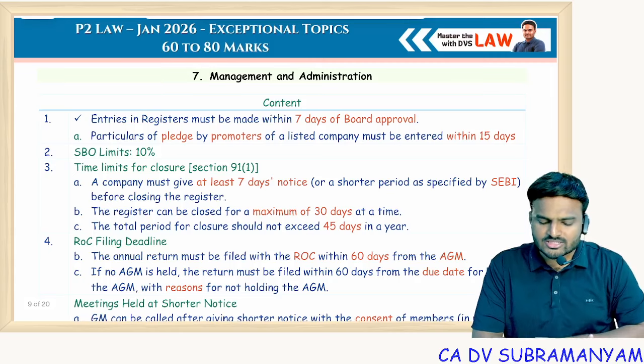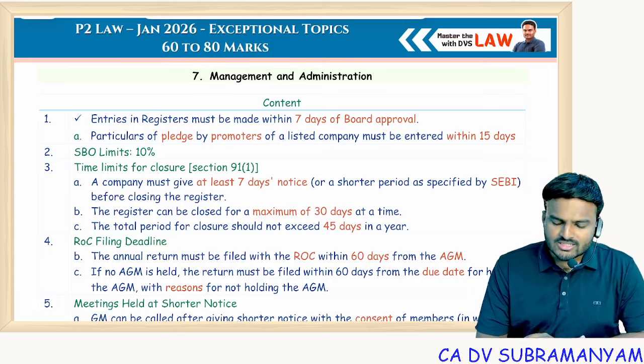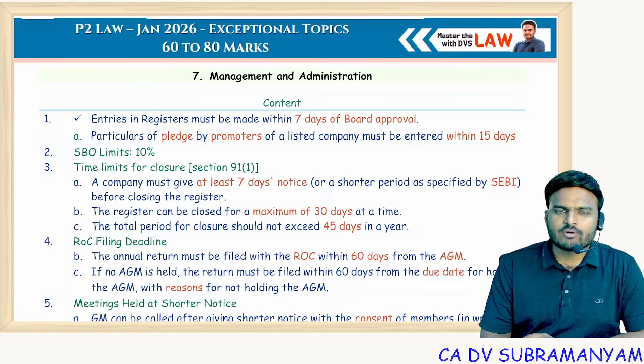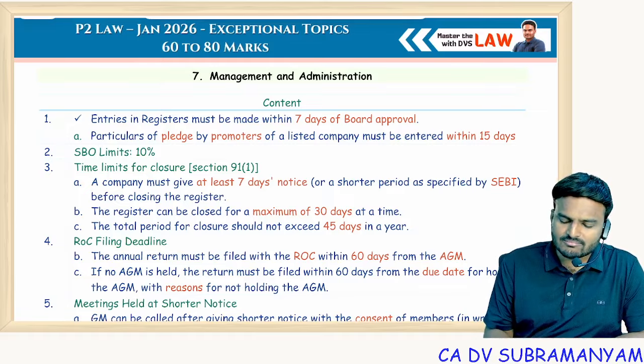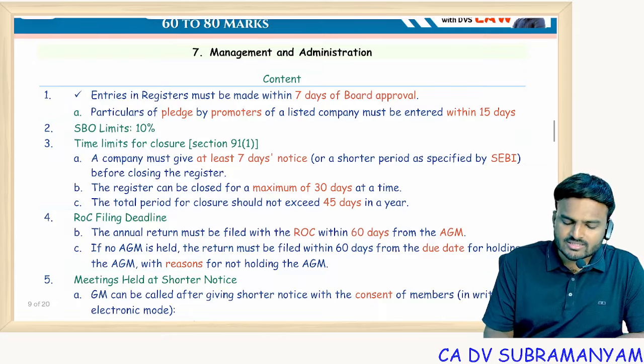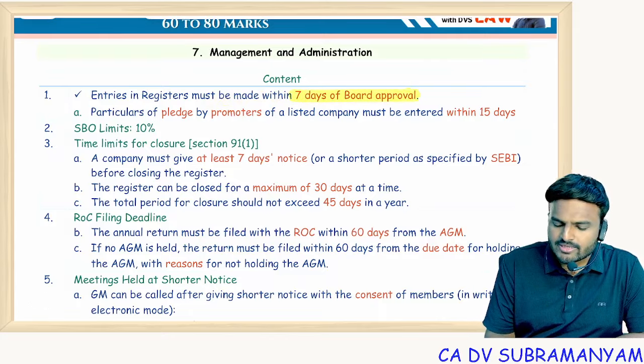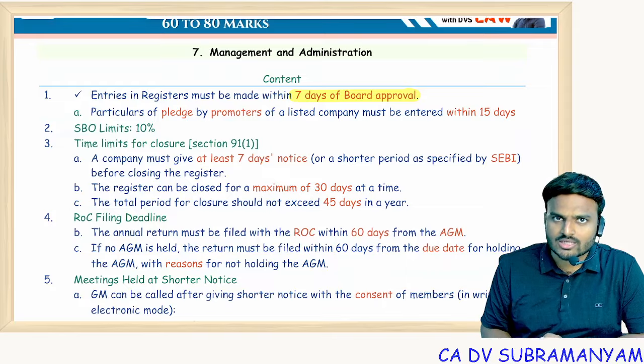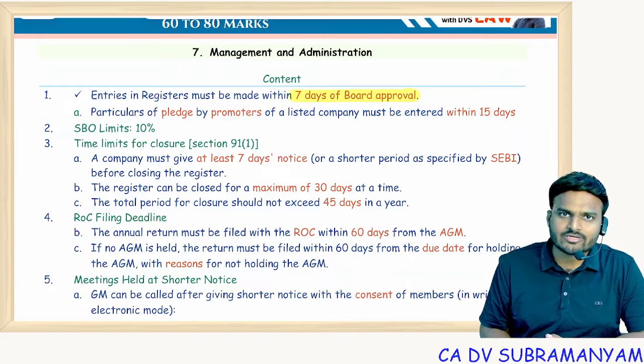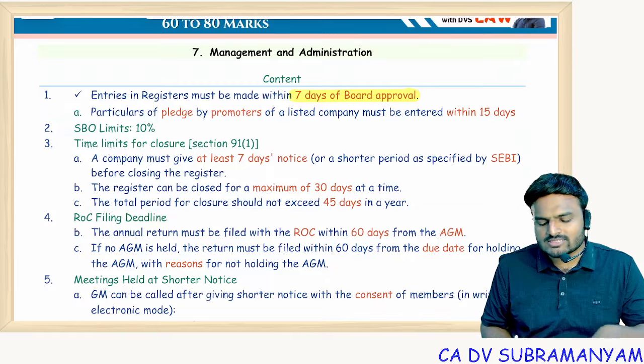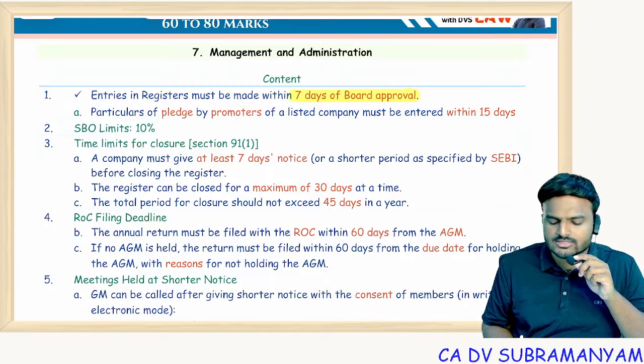Management and administration, section 88. From the section 88 point of view, honestly I'm telling you, these two time limits look very different. Entries in the registers must be made within 7 days of board approval regarding transfer, transmission, allotments, or bonus issue. Whatever event happens, within 7 days of board approval, entries in the register should be done.